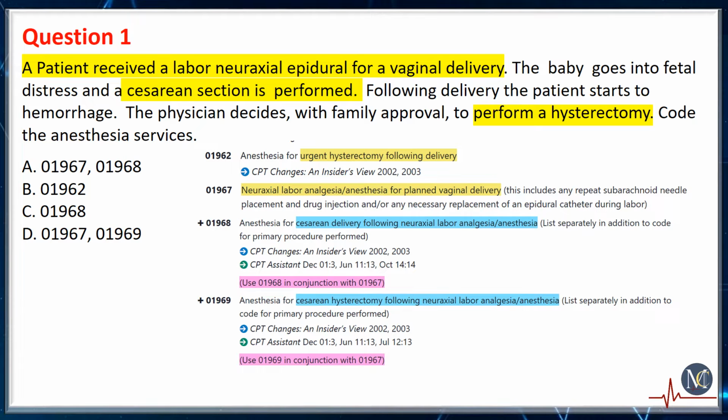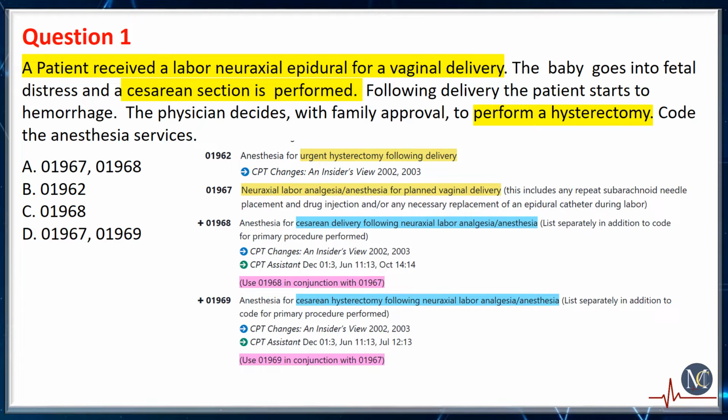First, we will eliminate option C with an add-on code, because according to CPT rule, we cannot use the add-on code without its primary code. We will also eliminate option B with the service code 01962 as it is anesthesia for urgent hysterectomy. Options A and D have the same primary code 01967, which is for neuraxial labor analgesia or anesthesia for planned vaginal delivery.